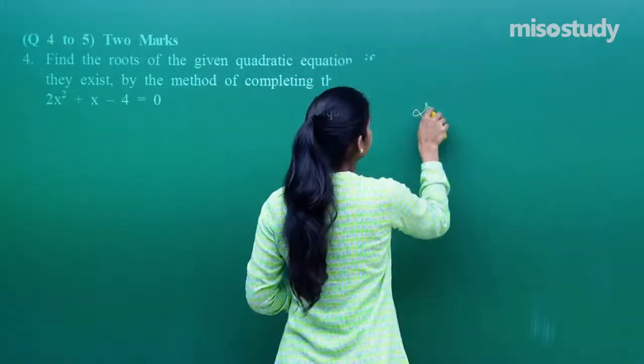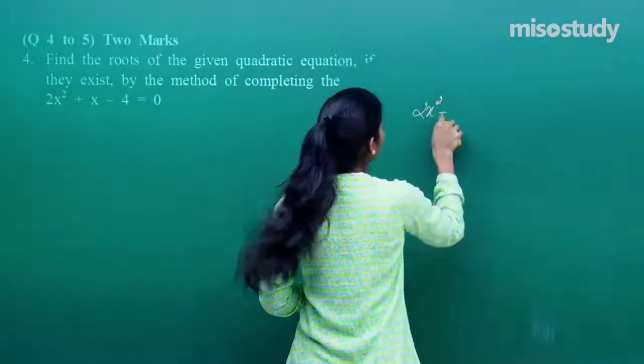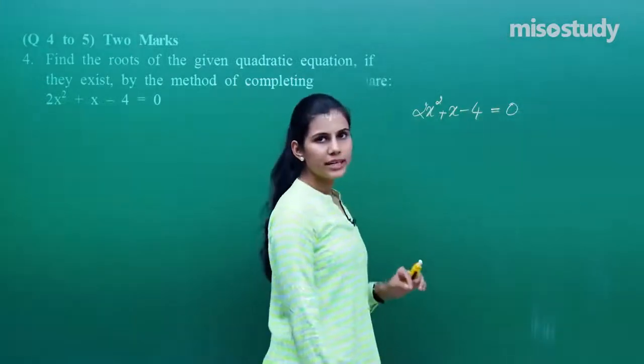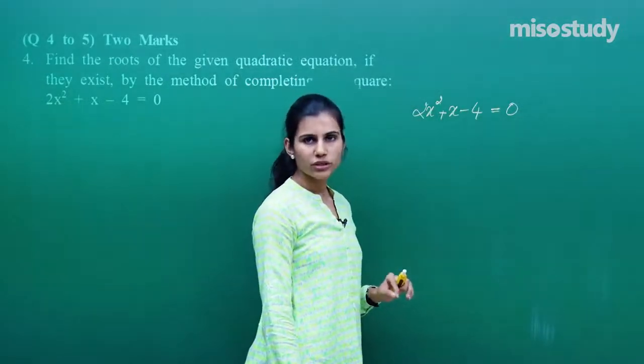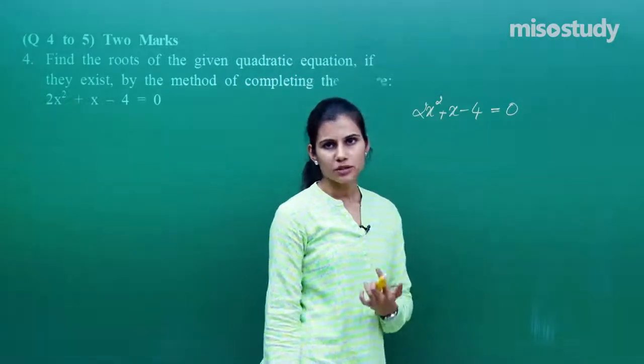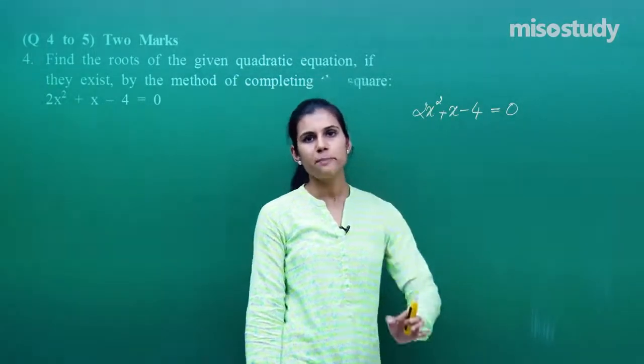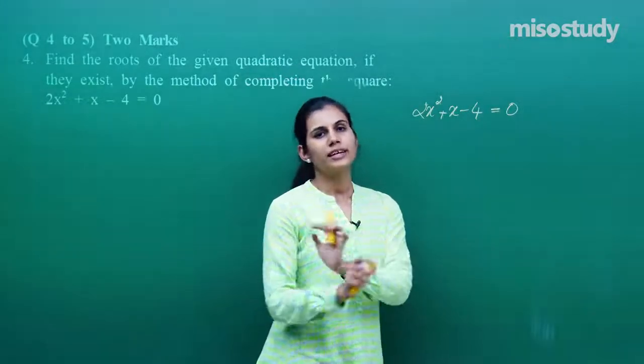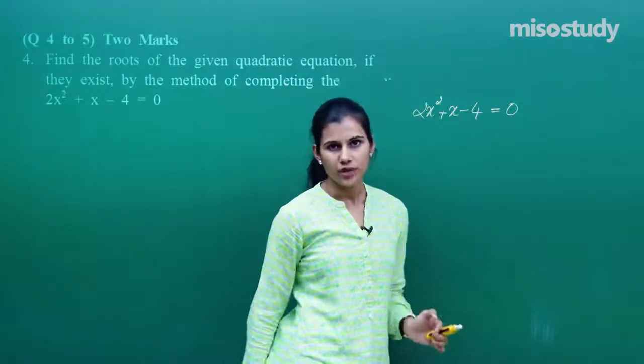You have 2x square plus x minus 4 equals 0. We have in the theory lectures witnessed a quadratic equation whose roots we tried to find by the method of completing the square, but then there was a step which actually made us very, very sure that there are no real roots which exist of that quadratic equation.